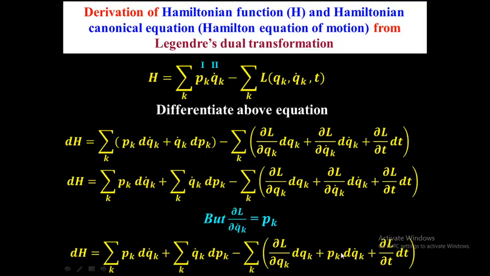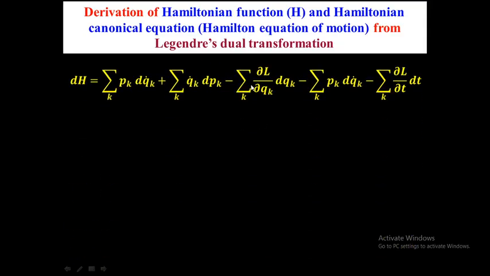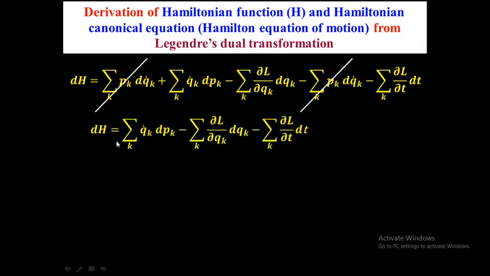Now we will separate the summation of this second term also. So separating the summation and opening the bracket, we will get these three terms. Now see the first term and this fourth term. They are equal but opposite, so they will cancel each other. So we will get dH is equal to summation over k qk dot into dpk minus summation over k del L by del qk into dqk minus summation over k del L by del t into dt.